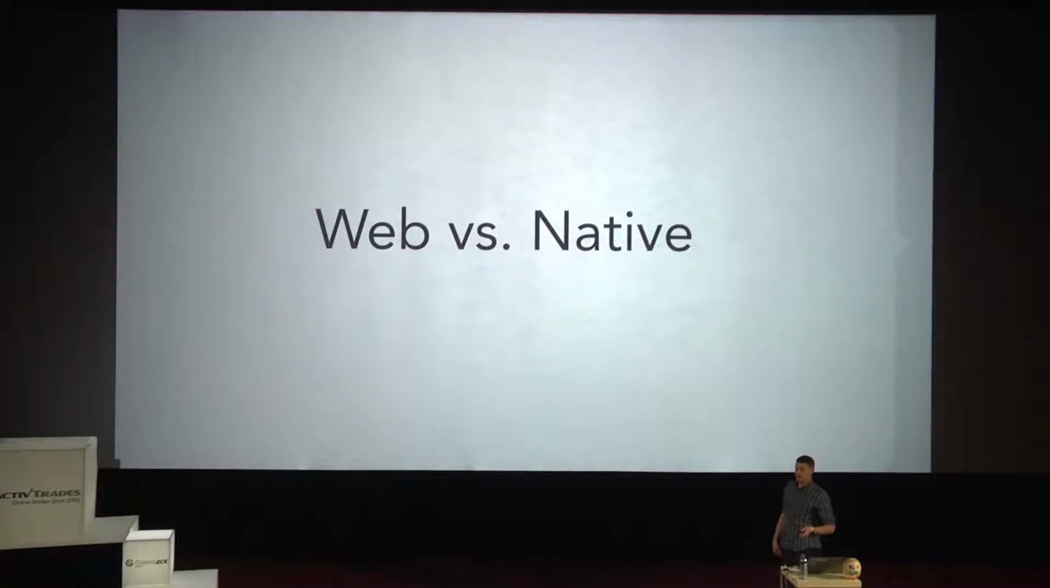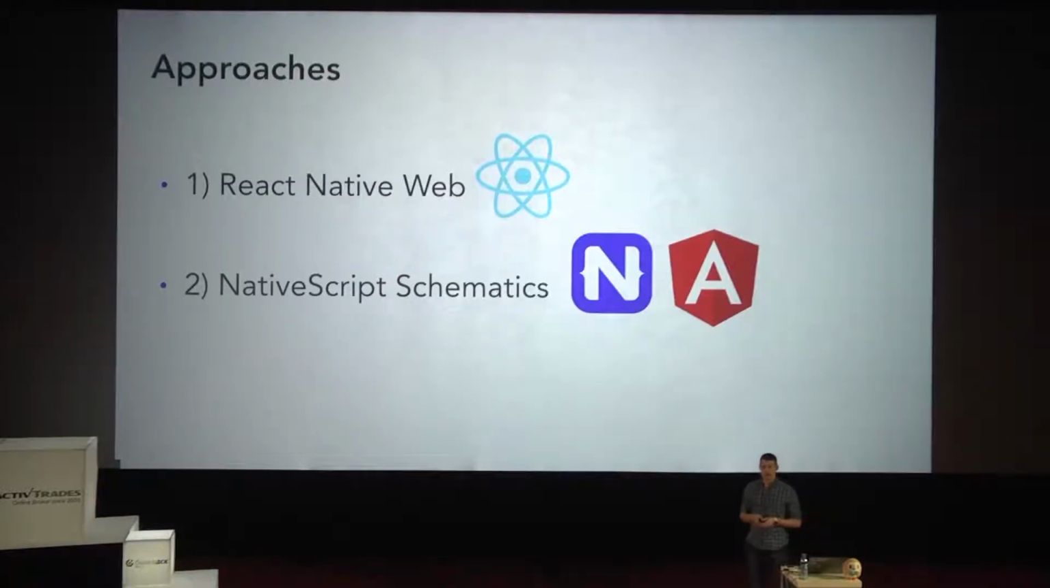Now, the good news is that because of the demand for reaching all of these platforms, and because of the historic difficulty of doing so, there's been a lot of engineering muscle, a lot of engineering effort thrown at making this problem a little bit easier for developers. Now, there are a number of different solutions out there. Today, I'm going to focus on 2 of them. One is called React Native Web. The other one is called NativeScript Schematics.